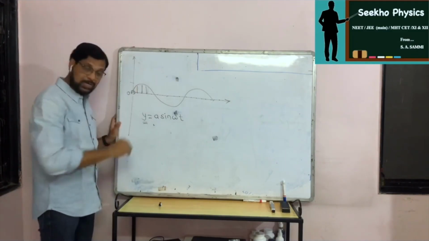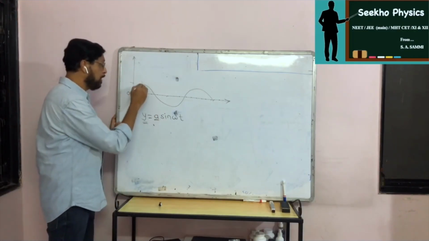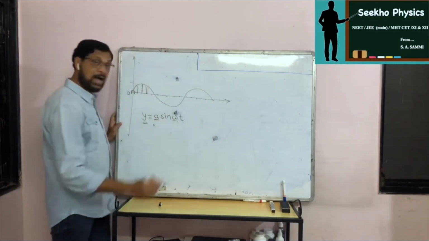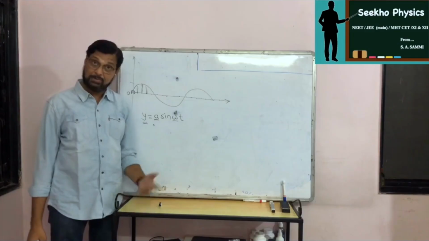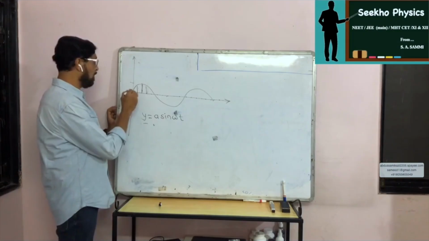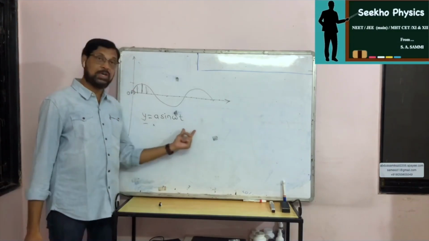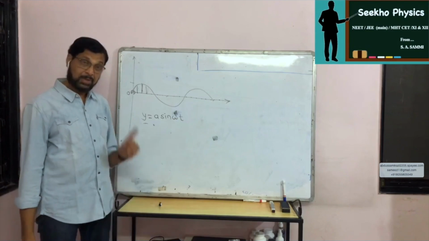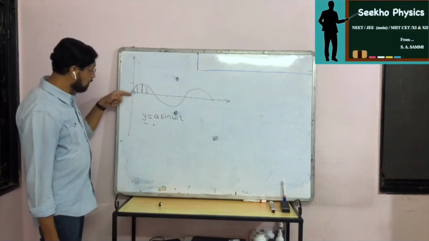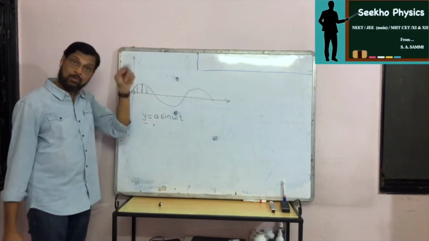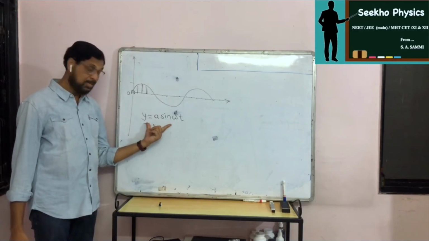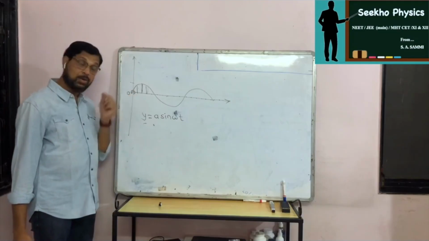Displacement, whatever it is. A is the amplitude of SHM or amplitude of the wave. Omega is the angular frequency and t is the time. So the equation of the particle at the origin is y is equal to a sine omega t. Alpha is 0 here, and in place of x we have taken y because the displacement of the particle is shown on the y-axis.